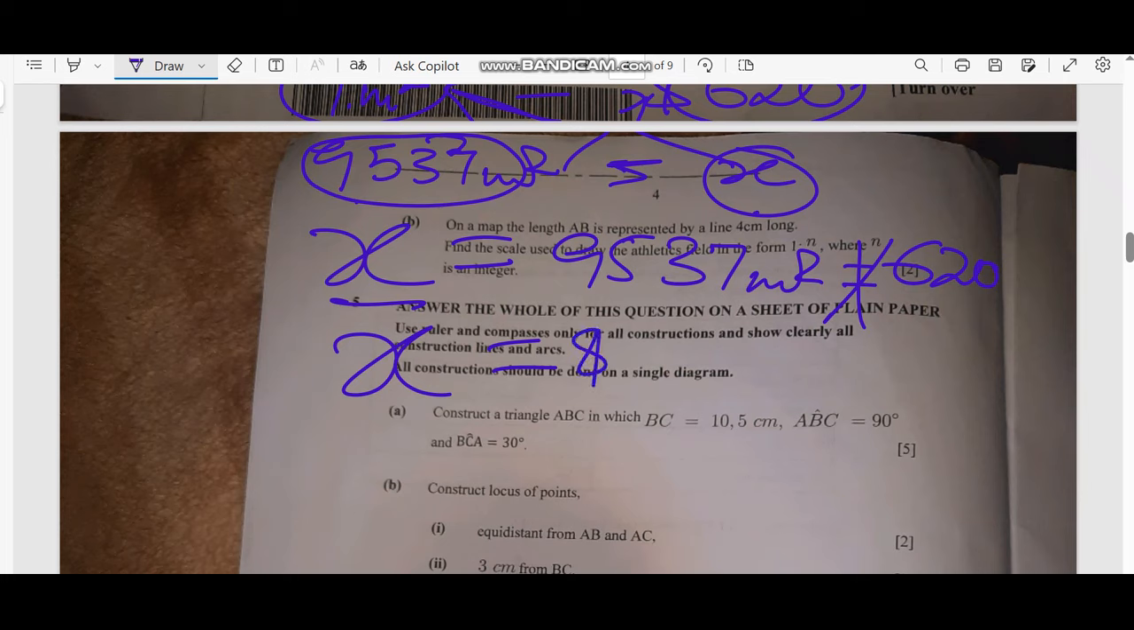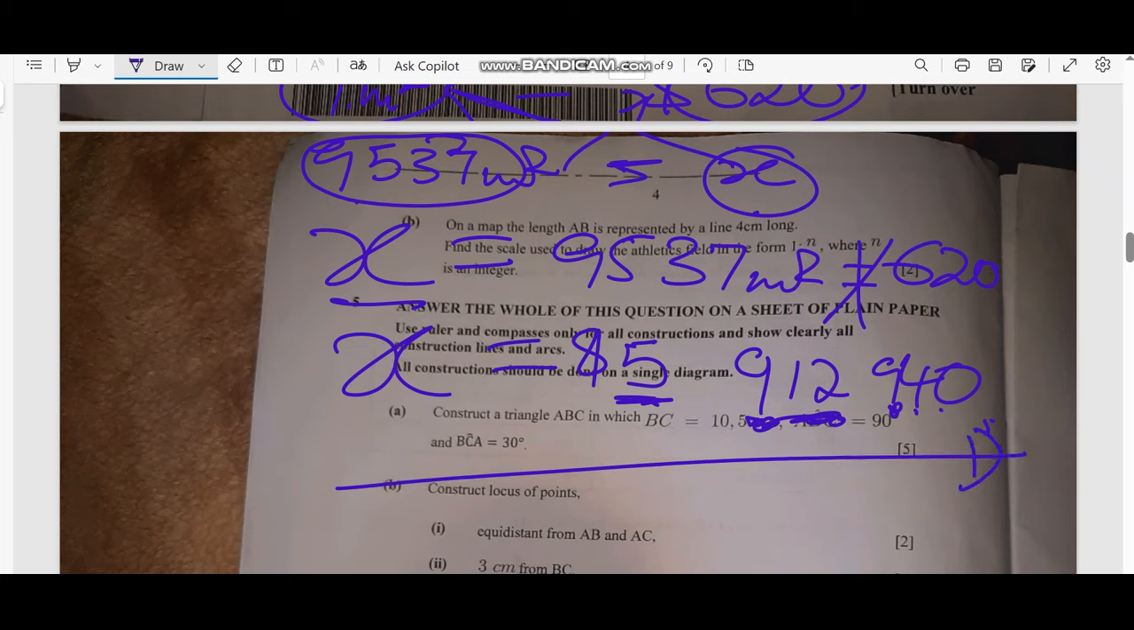It's 9,537 times 620. The answer is 5,912,940 dollars. Hey, that's a lot of money.